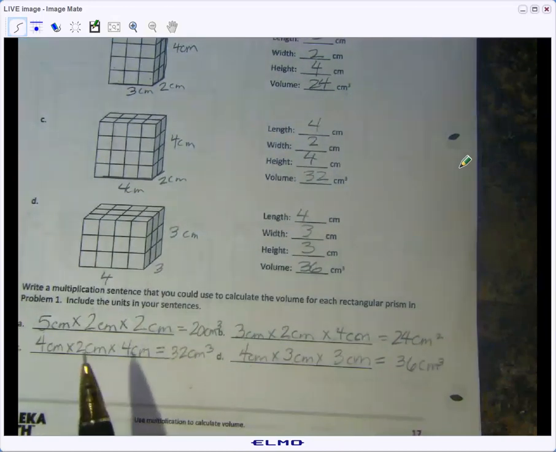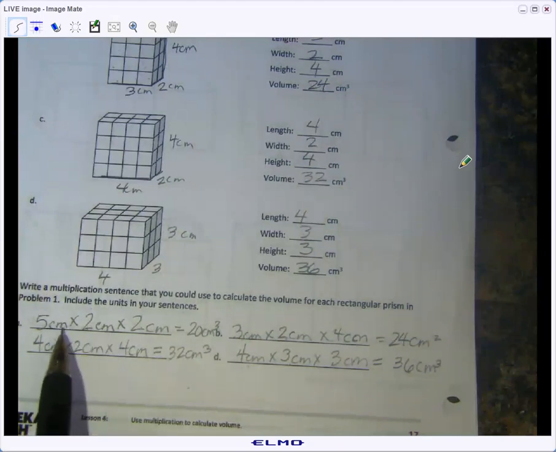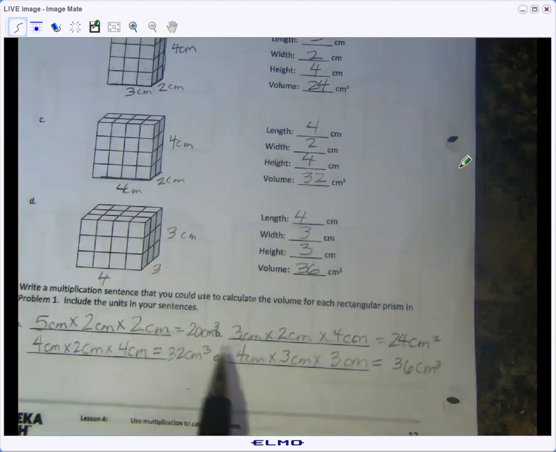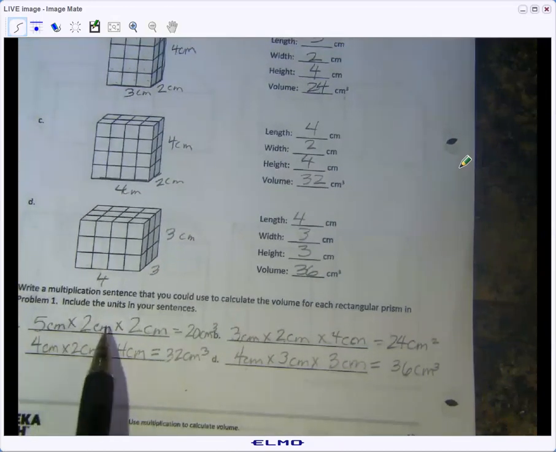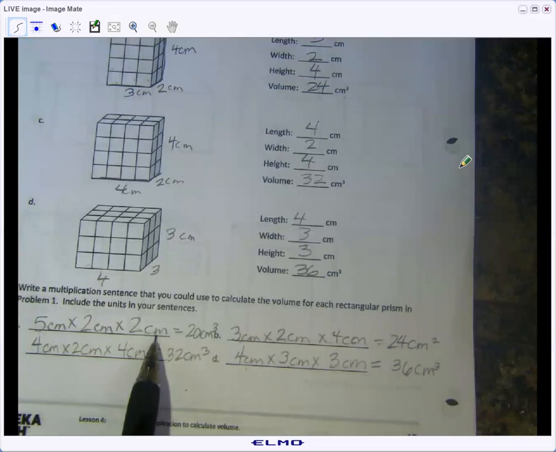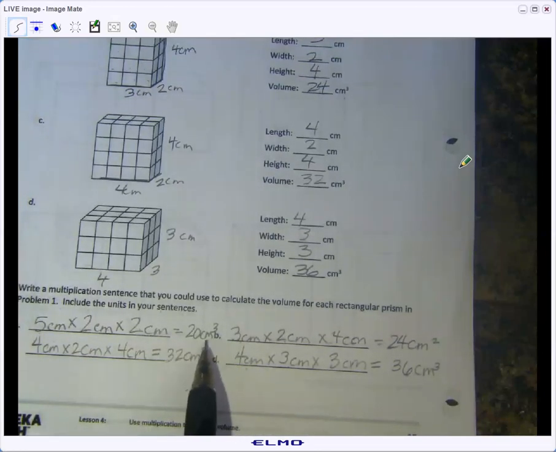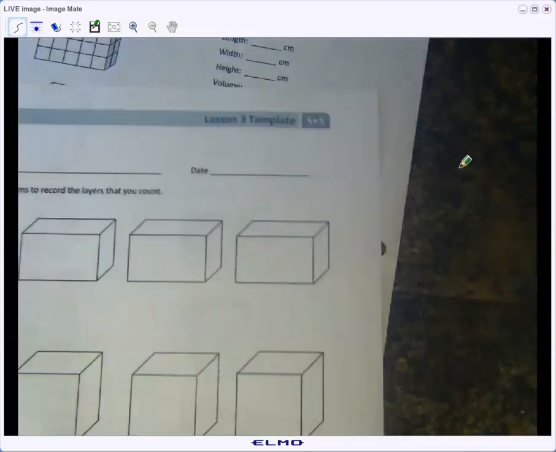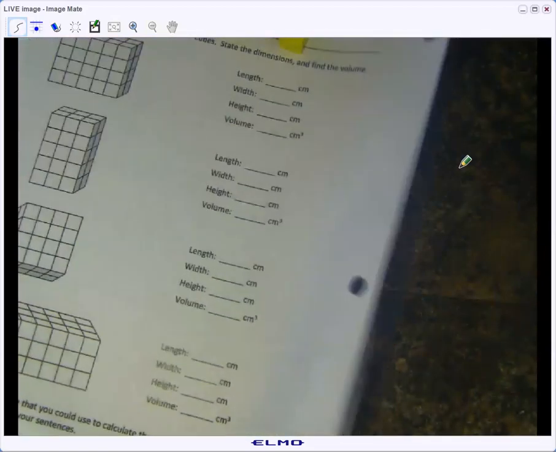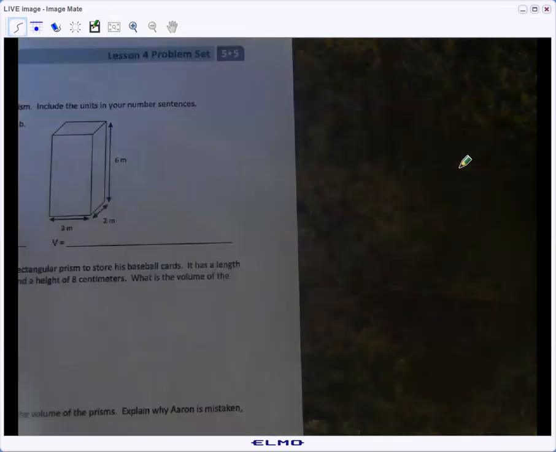Okay, so when we're starting out, I like to write the unit each time. Some of you might not want to do that because you don't like to write, but I liked it because I want you to see there are 3 centimeters there, and that's why our final unit is cubic centimeters, because we have a centimeter for the length, a centimeter for the width, and a centimeter for the height, and that's what gives us our cubic centimeters. All right, so lesson 4, continuing on.